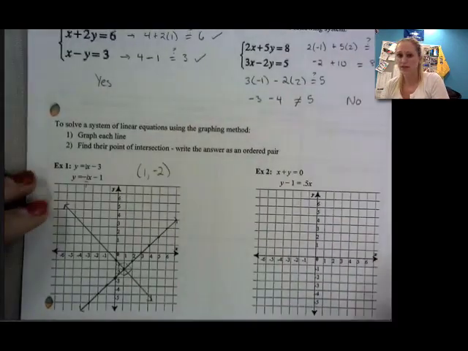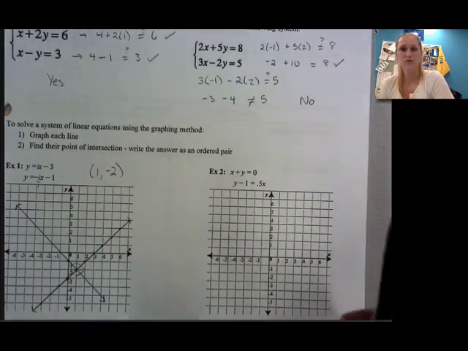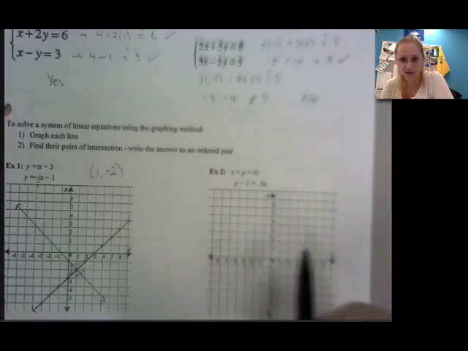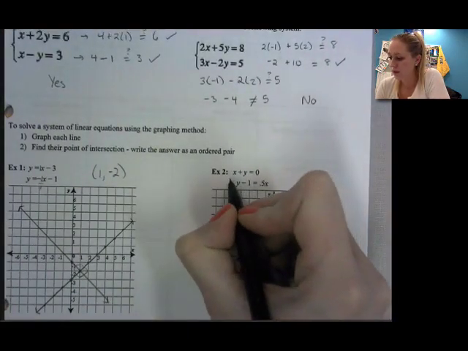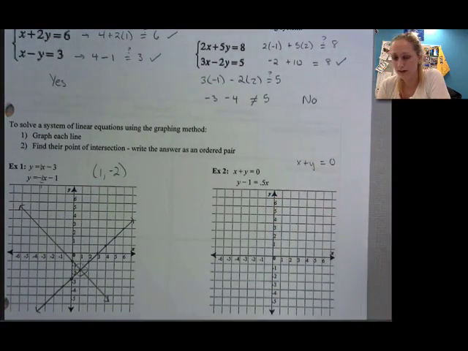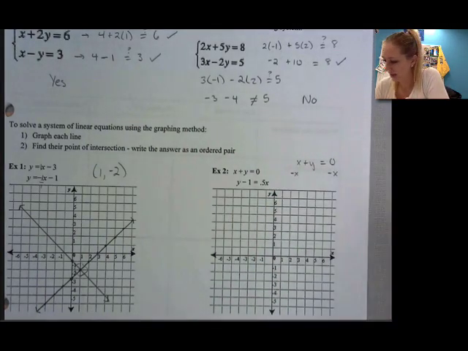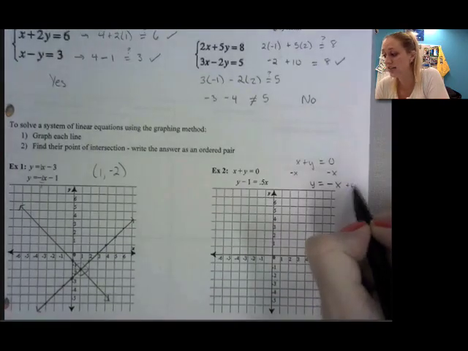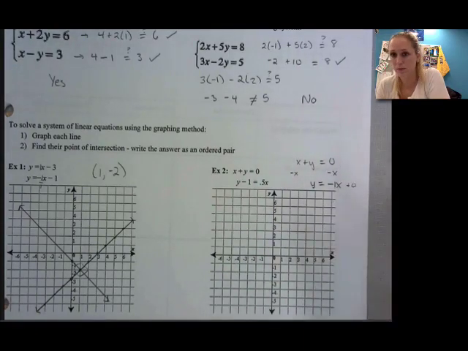All right. Example 2, we're going to do the same thing. We're going to graph. Now, these are not in slope-intercept form, so we could either graph using intercepts or we could solve for y to get it in slope-intercept form. I'm going to go ahead and move it into slope-intercept form. So this one, I'll rewrite it here. We've got x plus y equals 0. I want to get y by itself, so I'm going to subtract x from both sides. So y minus anything is just that thing. So this turns into y equals negative x. We can think about it as negative x plus 0 if we want. The y-intercept is going to be 0, and the slope is going to be negative 1.